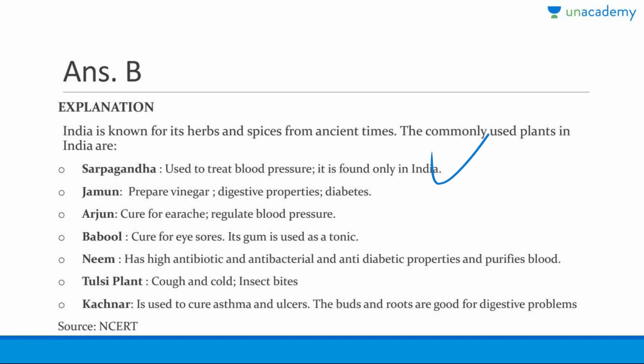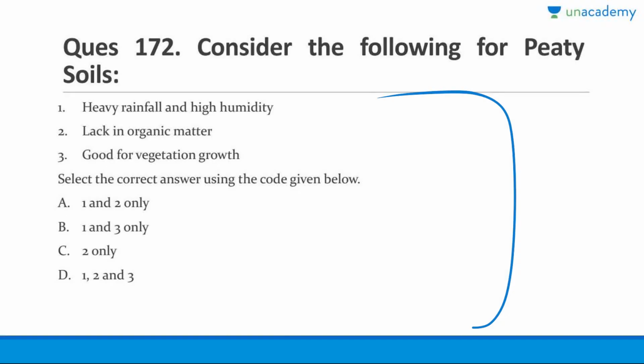Serpentina. Jamun is used to prepare vinegar, digestive properties. As you can see, Tulsi plant for insect bites, and you can read more about it here.